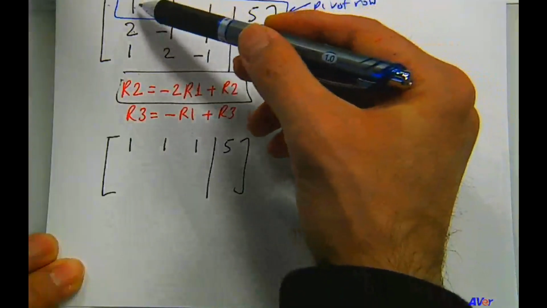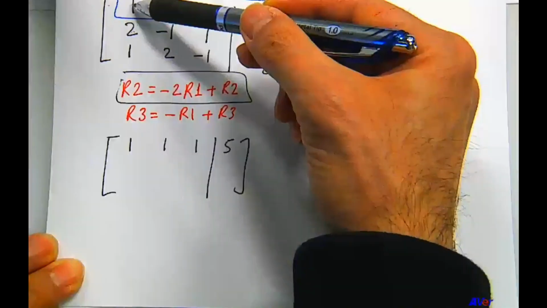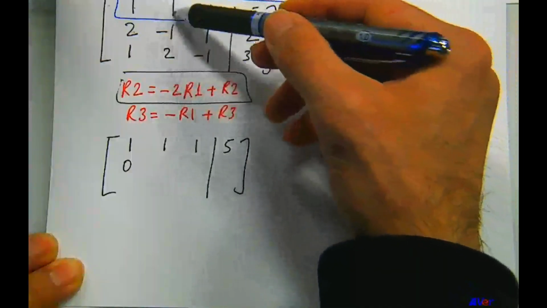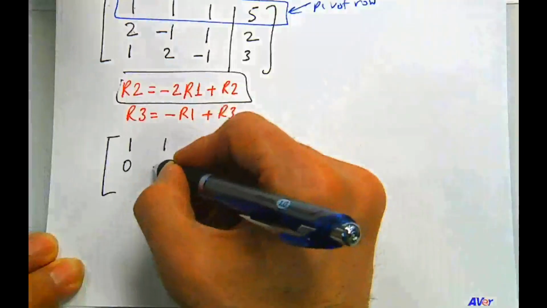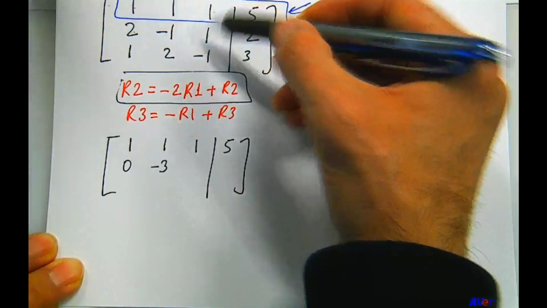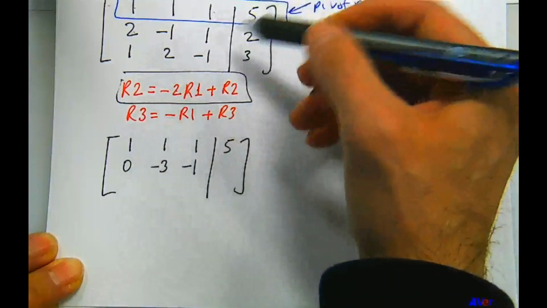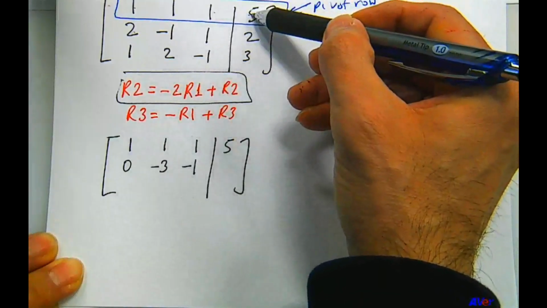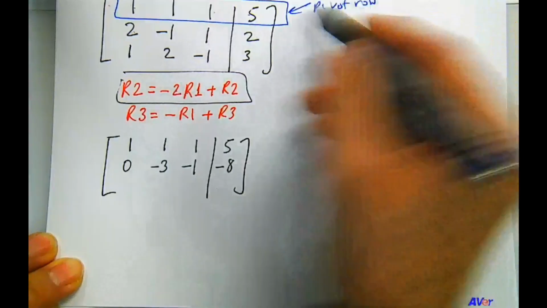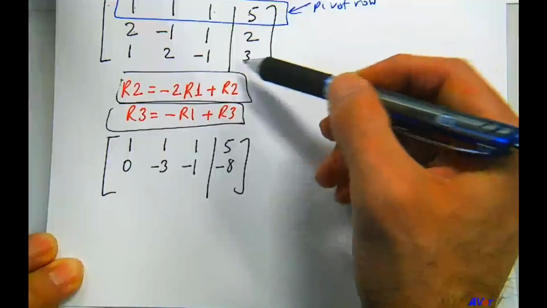Minus twice row 1 plus row 2. Minus 2 times 1 is -2. Plus 2, 0. Minus 2 times 1 is -2. Plus -1, -3. Minus 2 times 1 is -2. Plus 1, -1. Minus 2 times 5 is -10. Plus 2, it's -8.